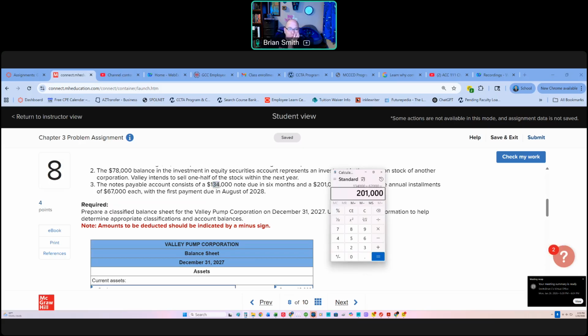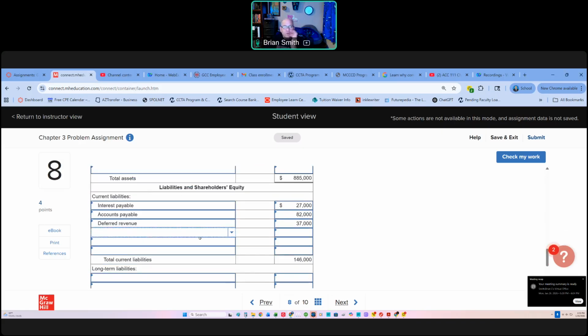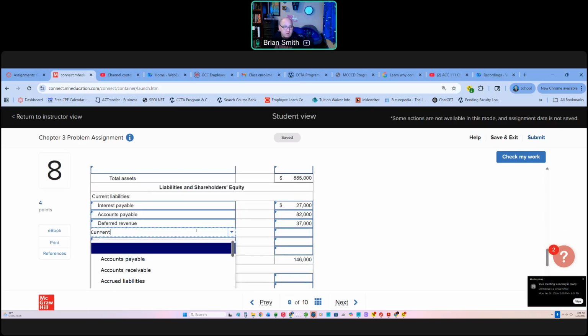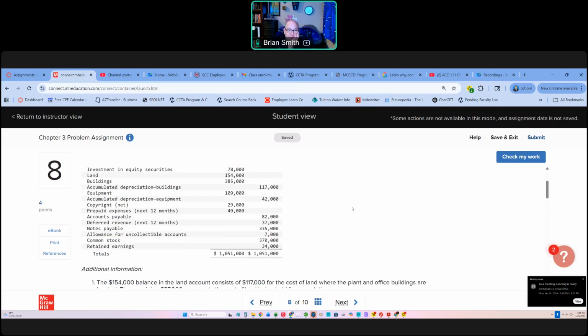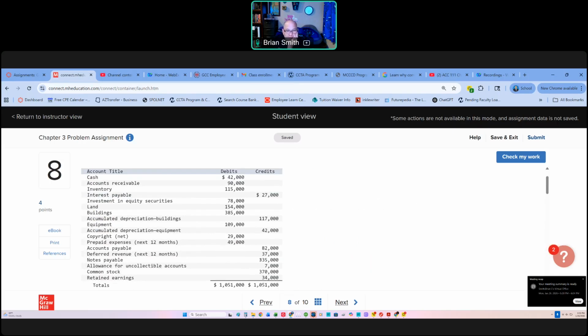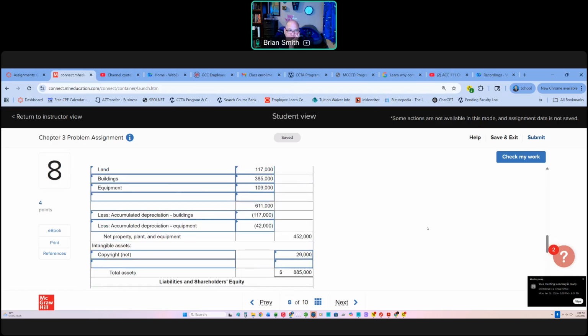So I got $201,000. Is that coincidence or did I do something wrong? 134 plus 67. Huh. Coincidence. So 201,000 is current. So we're going to put notes payable, current maturities of long-term debt, 201,000. Now that's all the current stuff. Let's find out what our notes payable was here. We've got to subtract 201,000 out of 335, so we have 134,000 of long-term notes payable.